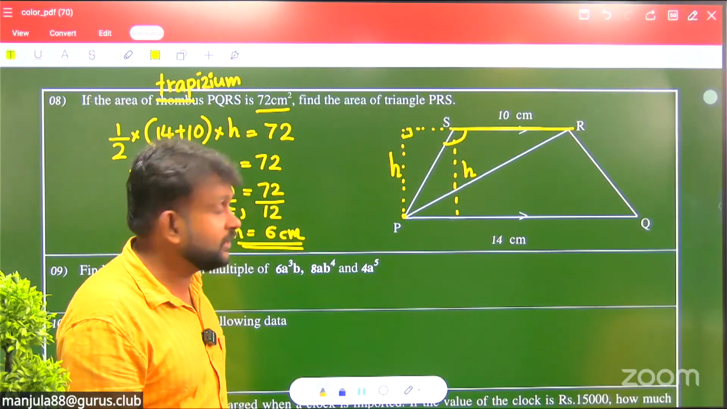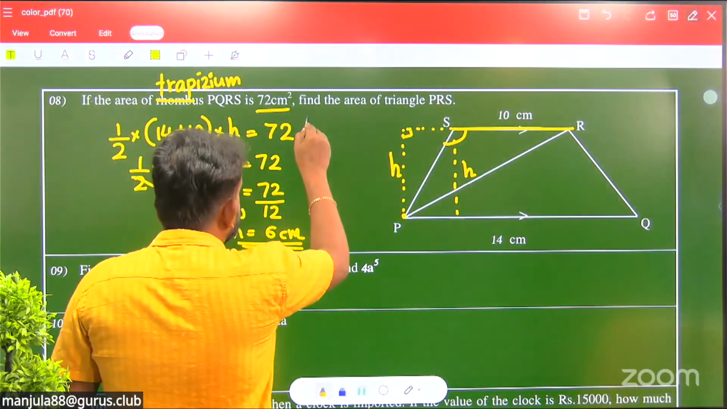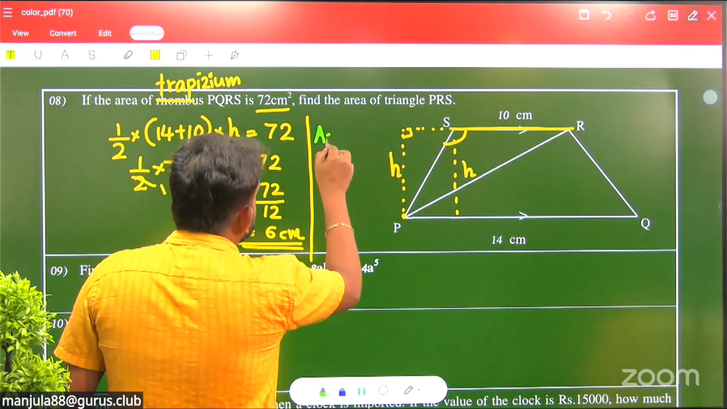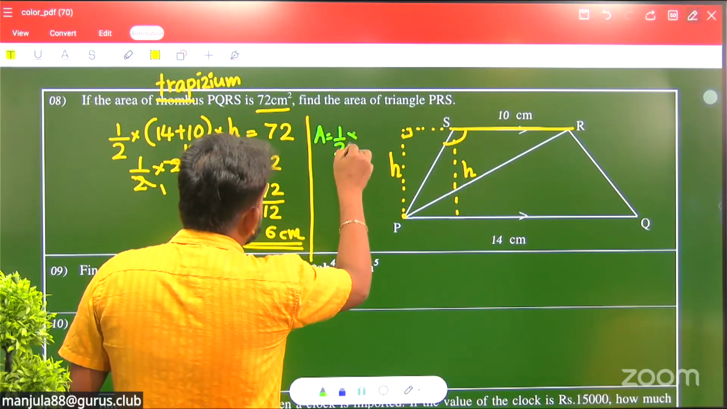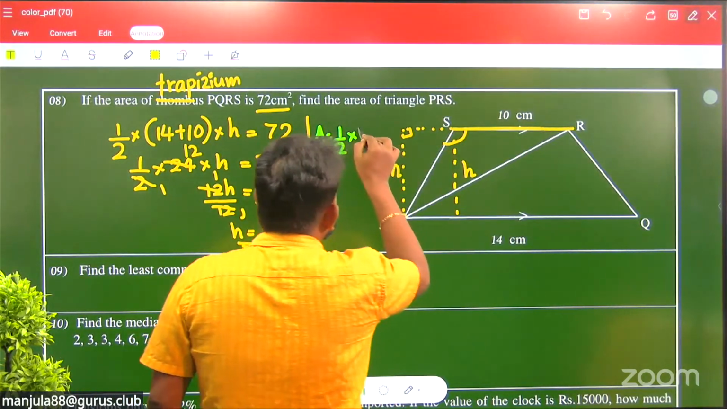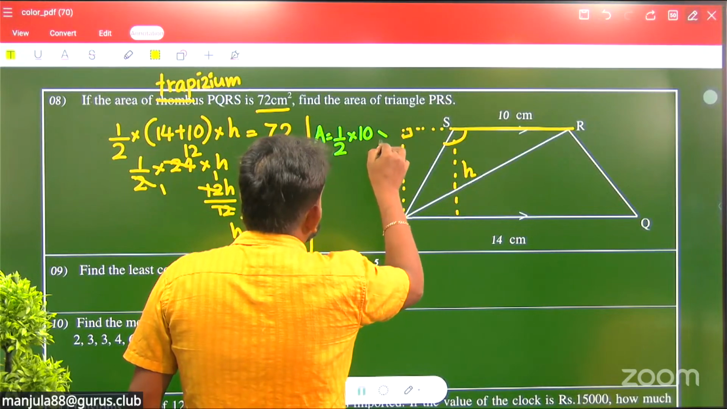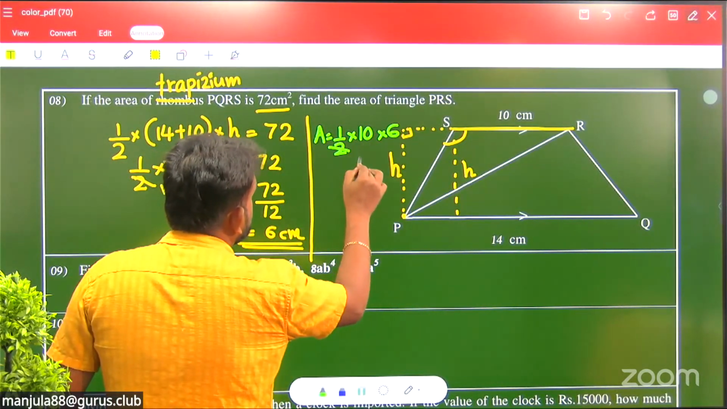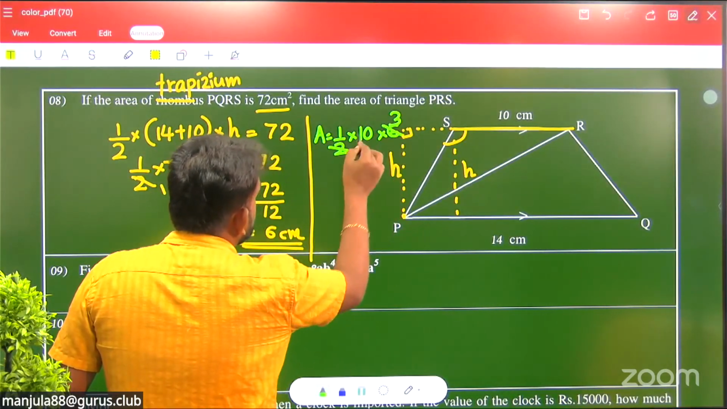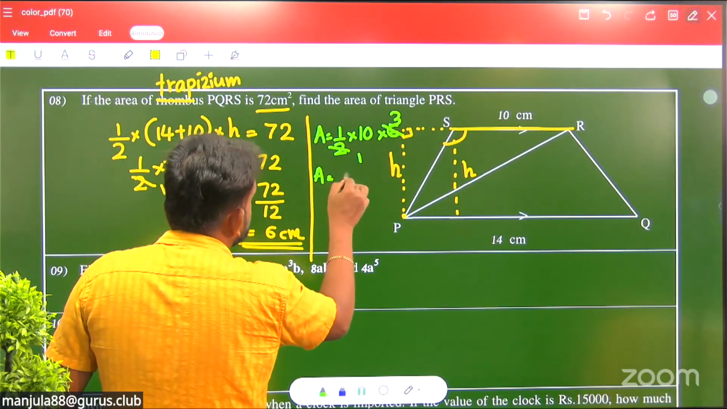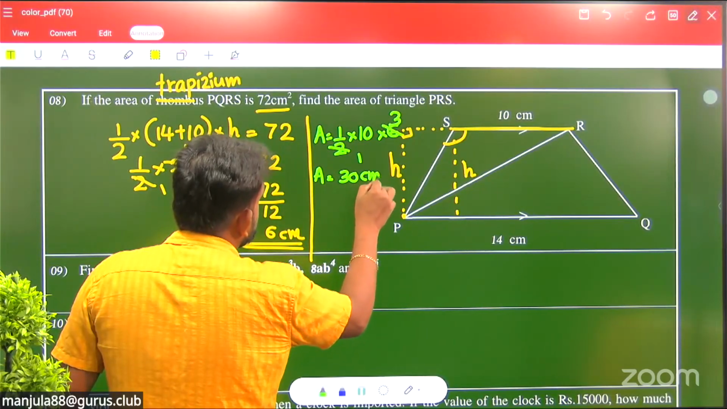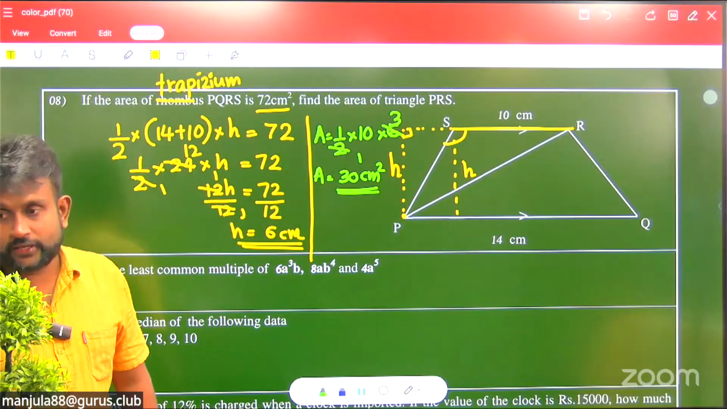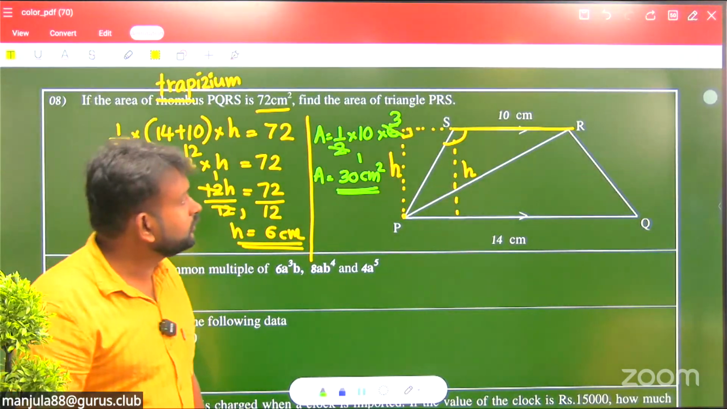Then you can find the area of the triangle. The area is given by half into base into height. What is the base here? 10 centimeters, into height h, which was found as 6. Then 2 ones are 2, 2 threes are 6, then 3 into 10 is 30 square centimeters. So the expected answer is 30.